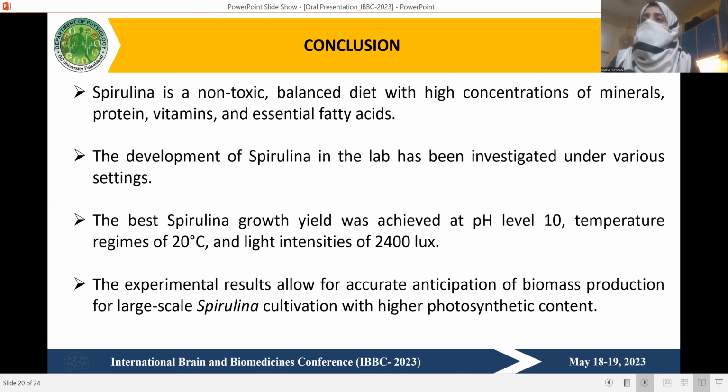Here is the conclusion of my presentation. The first one is that spirulina is a non-toxic balanced diet with high concentration of protein, vitamins, and essential fatty acids. Number two, the development of spirulina in the lab has been investigated under various settings. Number three, the best spirulina growth yield was achieved at pH 10, temperature of 20 degrees centigrade, and light intensity of 2400 lux. The experimental results allow for accurate anticipation of biomass production for large-scale spirulina cultivation with higher photosynthetic content.